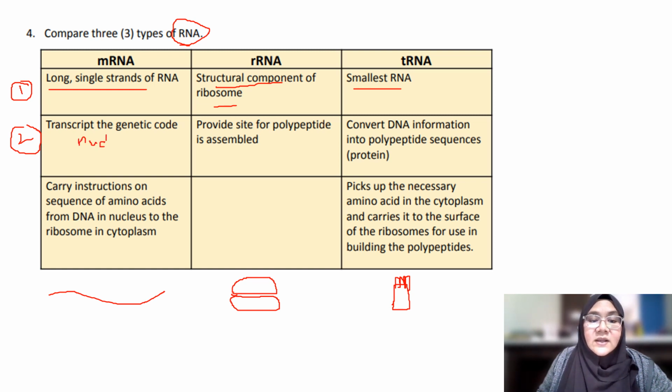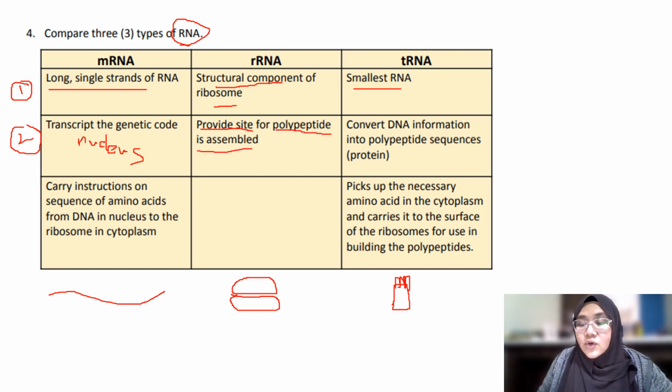Although it is said that RNA is mostly found in the cytoplasm, actually mRNA is produced in the nucleus. Because of the transcription process, mRNA is produced and it is located in the nucleus. After that, this mRNA will leave the nucleus and go into the cytoplasm, where there is rRNA and also tRNA. The function of rRNA is to provide a place for the polypeptide to assemble.